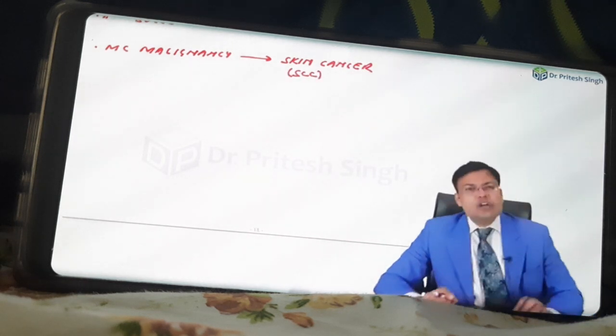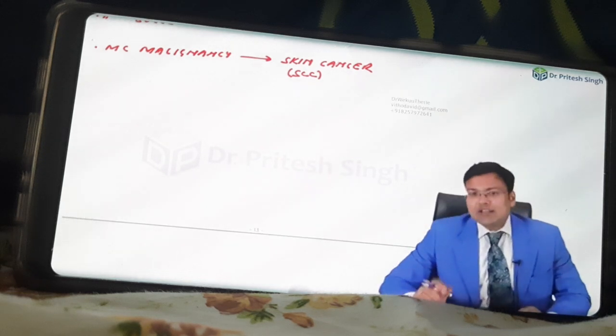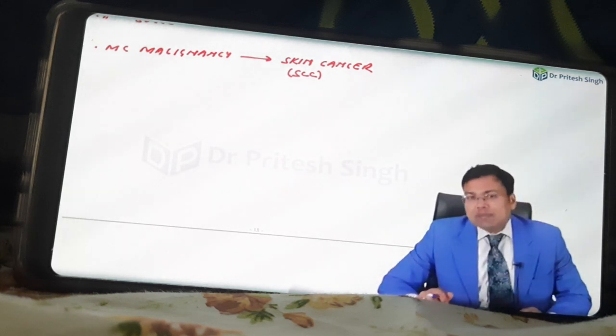Squamous cell carcinoma. Because of immunosuppressive agents, there are two problems. One, increased risk of infections, and second, increased risk of malignancy. Which one is the most common malignancy? Skin cancer, that is squamous cell carcinoma.